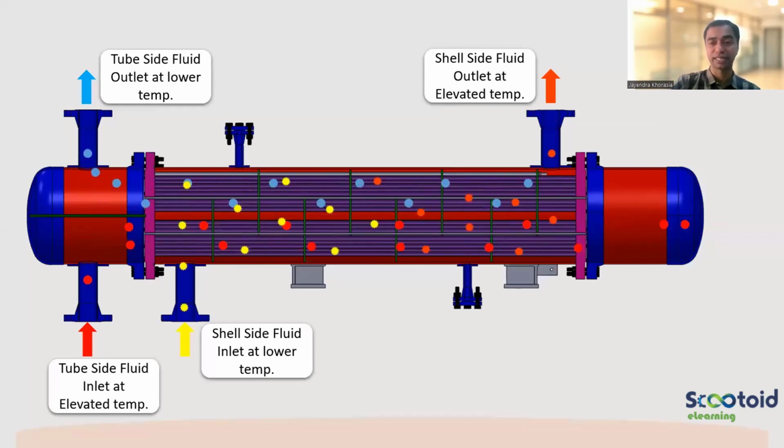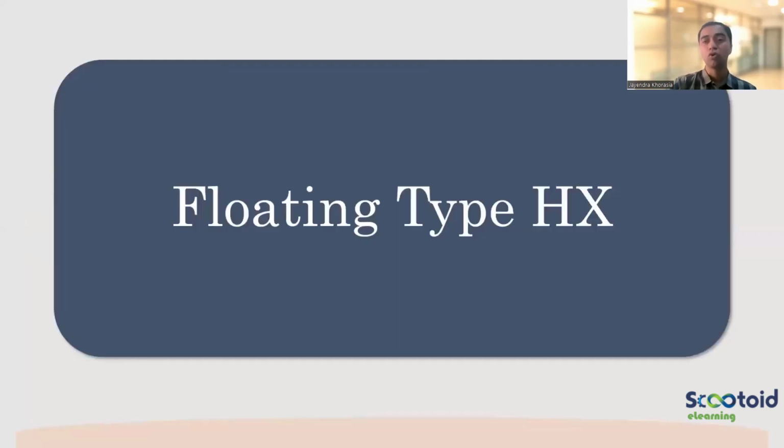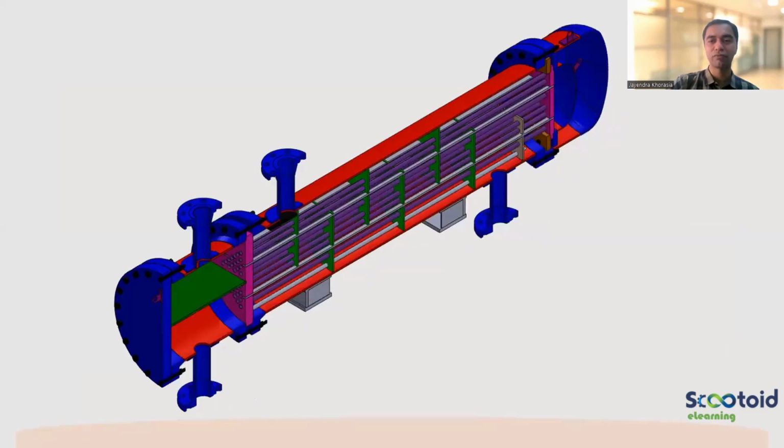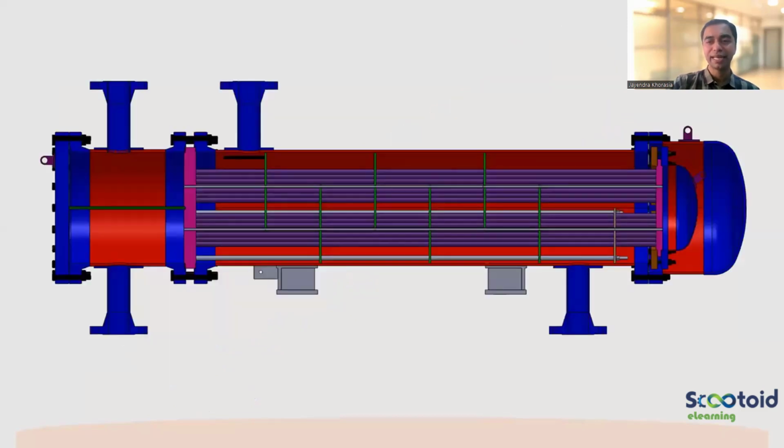The entire shell and tube heat exchanger. Okay, yes. Now let's move on. Floating type, very important. Now let's see among you who is able to understand the difference between the fixed and the floating. So this is a floating type of heat exchanger. I will show you the cross section.